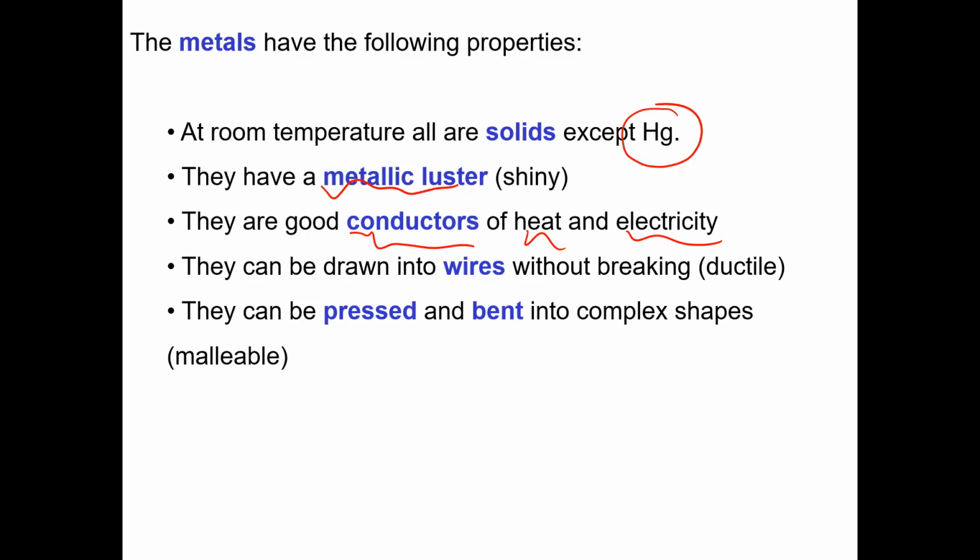You can stretch a metal really, really thin. This is technically called being ductile. And metals can be molded and pressed and bent into complex shapes. That is, we say that they are malleable. So they're the opposite of being brittle.